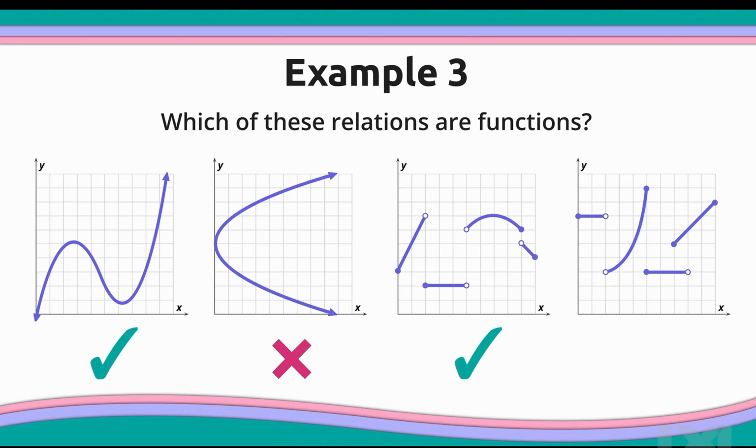So is this relation a function? Nope. Awesome job. That was pretty fun, right? Now you are able to identify functions from graphs, tables, and lists.